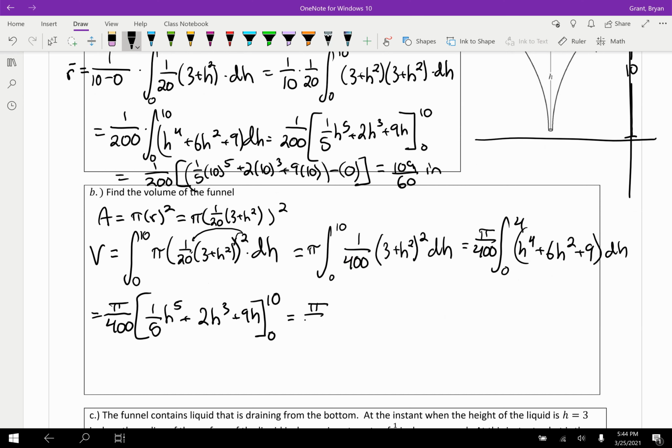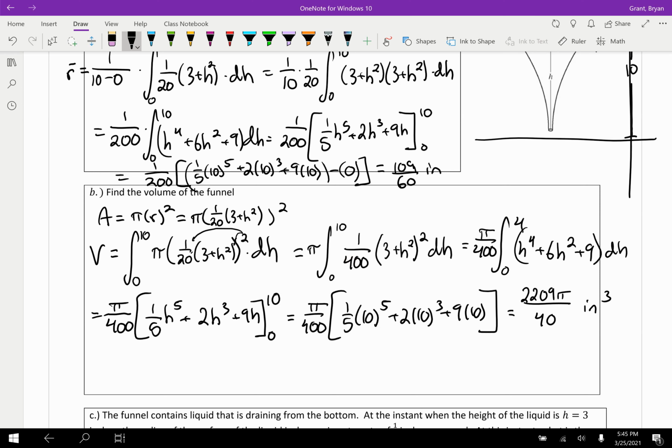So pi over 400, 1/5, 10 to the 5th, plus 2 times 10 cubed, plus 9 times 10. Technically there's a minus 0, but we don't need to show it anymore, and we're done. I'm certainly not simplifying. If you wanted the units and the final answer, it is 2209 pi over 40, and this is volume, so it must be cubic inches.